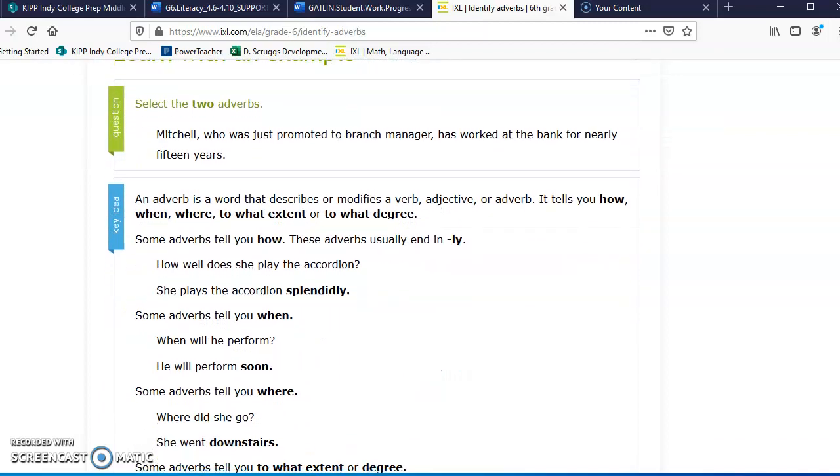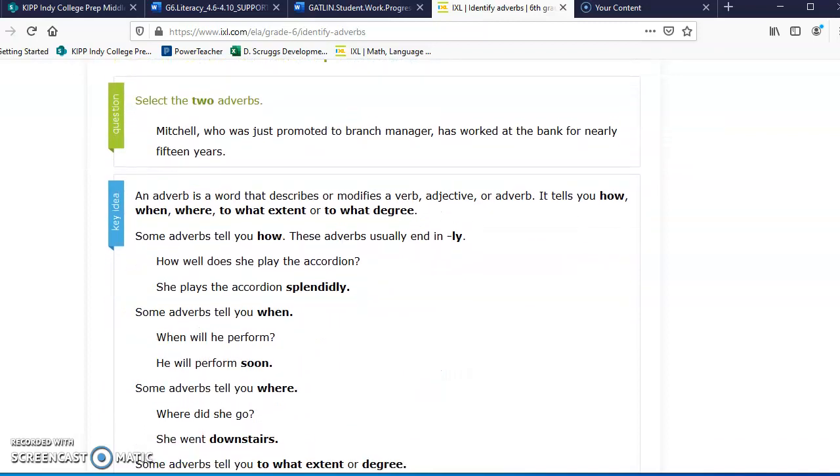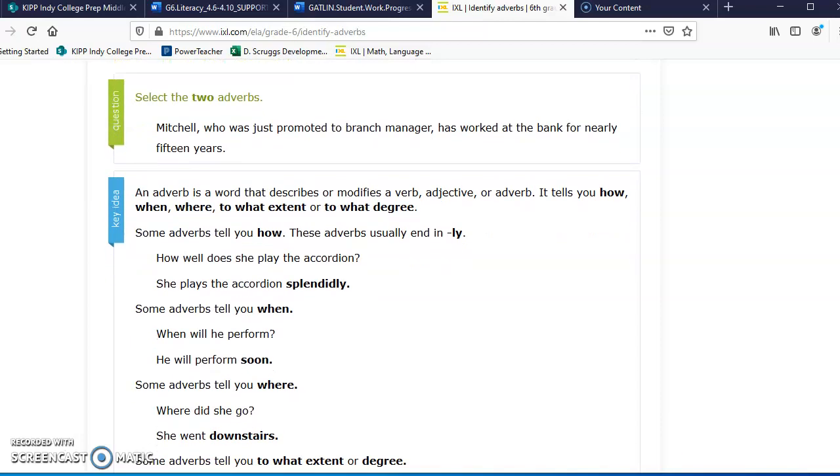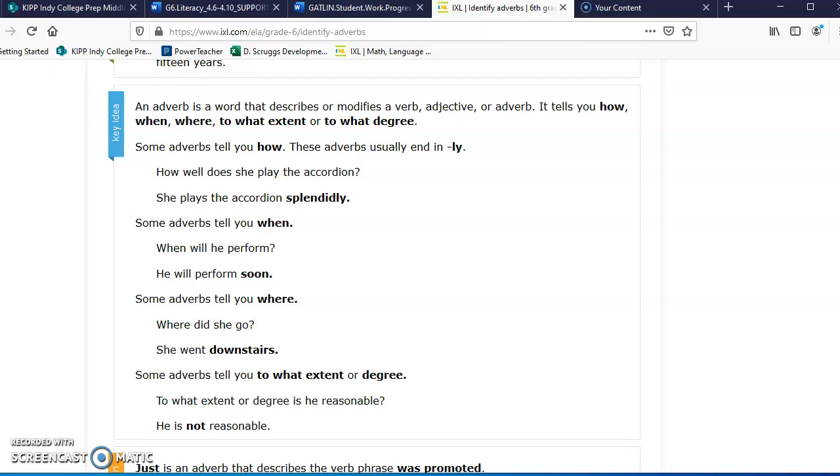Alright class, so today we're going to be learning how to identify adverbs. First thing we need to understand is that an adverb is a word that describes or modifies a verb, adjective, or adverb. It tells you how, when, where, to what extent, or to what degree. Some adverbs tell you how. These adverbs usually end in ly.